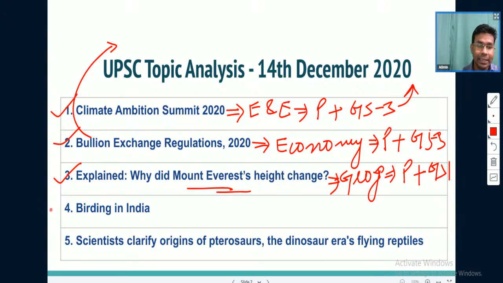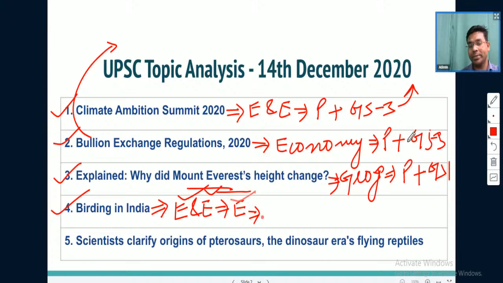Then the next topic that we are going to understand is birding in India. Recently there was a virtual summit by the Ministry of Tourism in India. In that perspective, birding in India was in the news, and it is a very important topic from the environment and ecology perspective. Along with that, it is also important from the economy perspective, as it is a topic with reference to ecotourism. So we will understand the environment and ecology plus economy perspective. This topic is important for your prelims as well as General Studies paper 3.